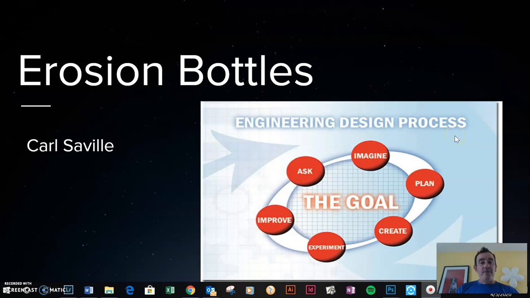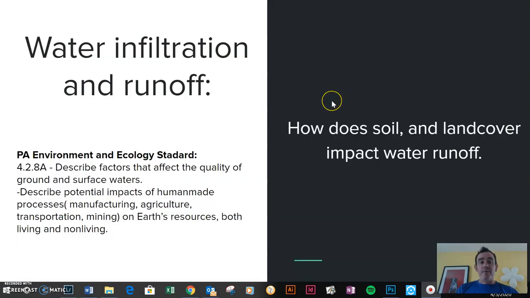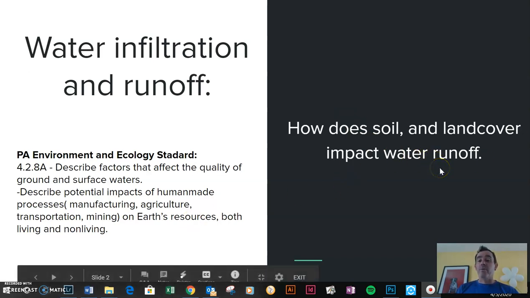Hello, Carl Saville here. Today we are talking about the engineering design process through an experiment we did with erosion bottles. We were presented with a question, water infiltration and runoff: how does soil and land cover impact water runoff?